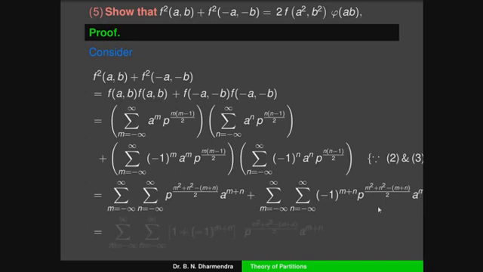So overall, the result is a multiple of two series, m running from minus infinity to plus infinity, n running from minus infinity to plus infinity, and the common term is p to the power of (m square plus n square minus (m plus n)) divided by 2 into a to the power of m plus n. The remaining term is 1 plus minus 1 to the power of m plus n.